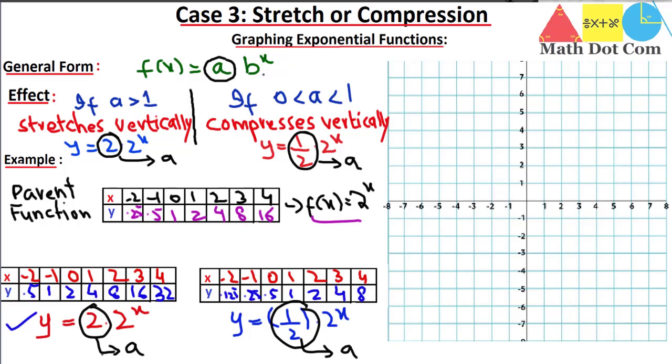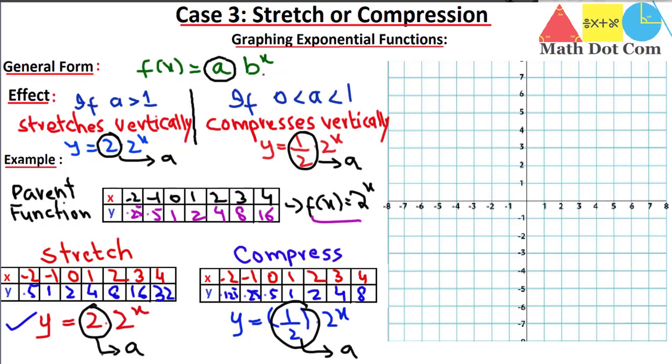Here we will have a stretch because the value of a here is greater than 1, and on the other side we will have a compression. So I will plot these values on the graph, and the red color will show the stretch, the blue color will show the compress, and the black color will show the parent function.